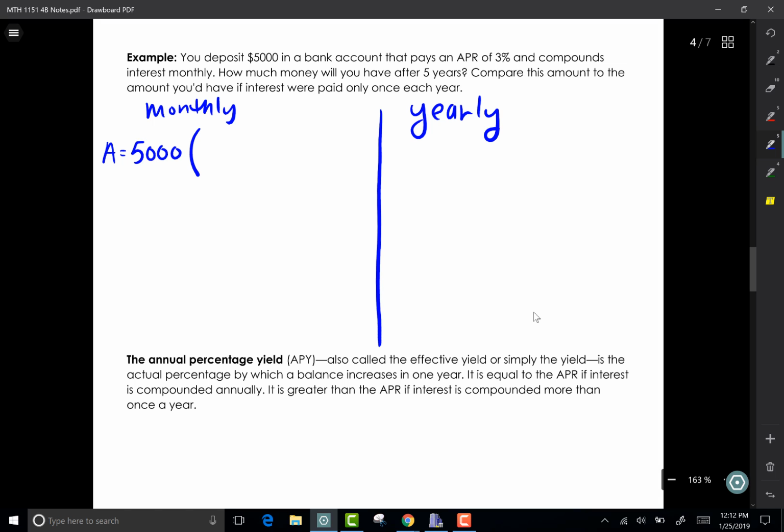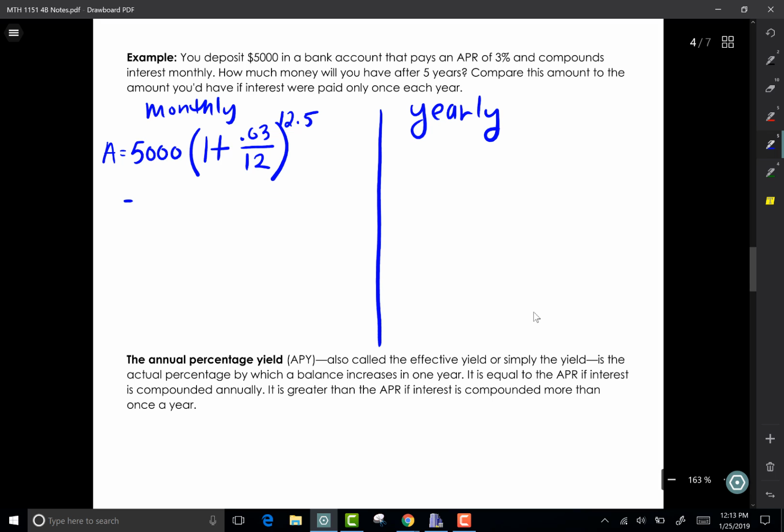And let's see, we have 1 plus, and then our APR is 3%, so when I put that in, I want to put it in as 0.03. And if it's monthly, that means little n is 12. It's compounded 12 times a year. And then in my exponent, I want to put n times the number of years. So that's 12 times 5. So big N would be 60. It's compounded 60 times in total.